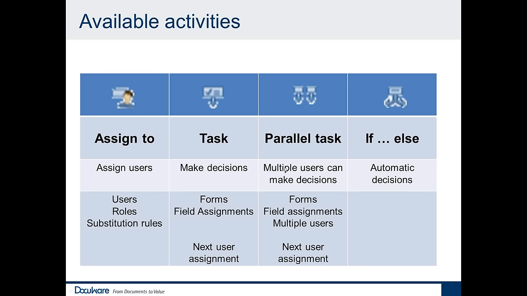A parallel task is a task that can take place at the same time as another task is happening. So multiple users can make multiple decisions on the same document at the same time. And again, they have the same functionality. They can apply data through forms, field assignments, and assign to the next user.